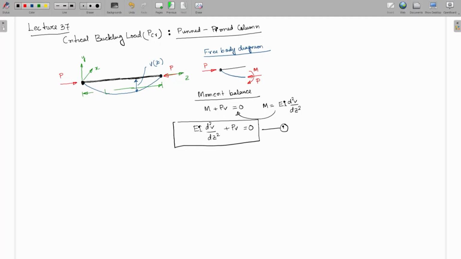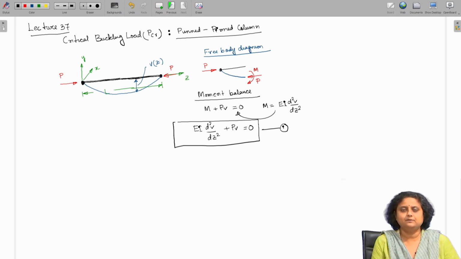This is lecture 37, and we will be continuing the topic that we were discussing in the last lecture, lecture 36. In the last lecture, we started to try to find out the critical buckling load, that is P critical, for a pin column.